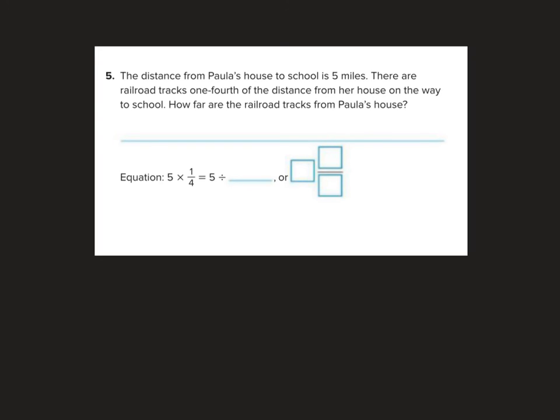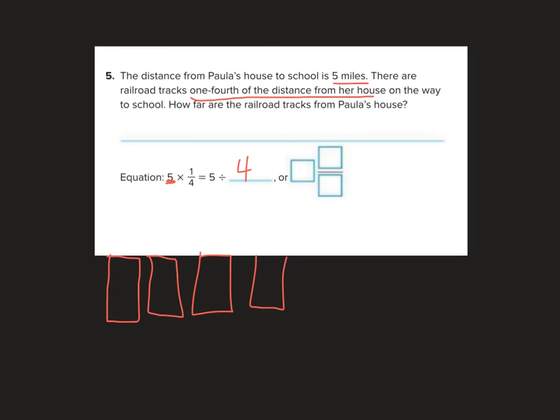Last problem here. The distance from Paula's house to school is 5 miles. There are railroad tracks 1/4 of the distance from her house on the way to school. How far are the railroad tracks from Paula's house? Okay, so I'm really doing 5 divided by 4, which we don't know, that's not a multiplication fact, so let's draw a picture out. I need 5 groups of 1/4. Okay, 1, 2, 3, 4, 5 groups that I'm adding. Oops, sorry, that's supposed to be an equal sign, that I'm adding together.